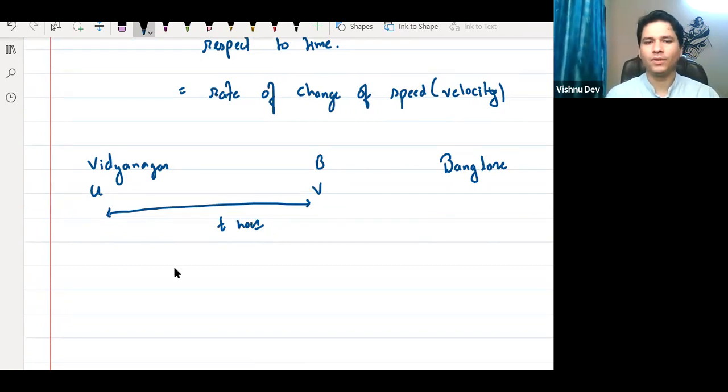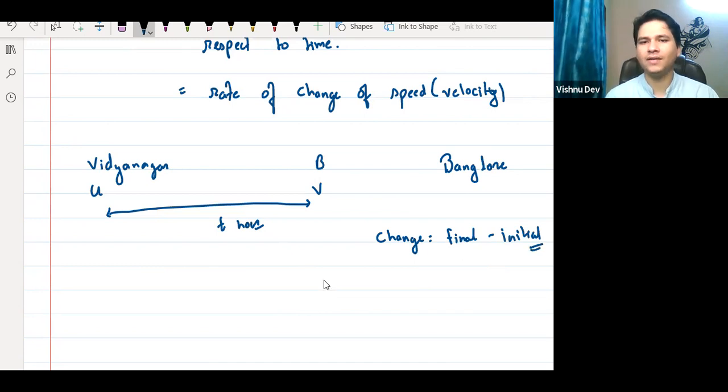Tell me, when you talk about change, you should remember that change is always final minus initial. Yes or no? Change is always final minus initial.